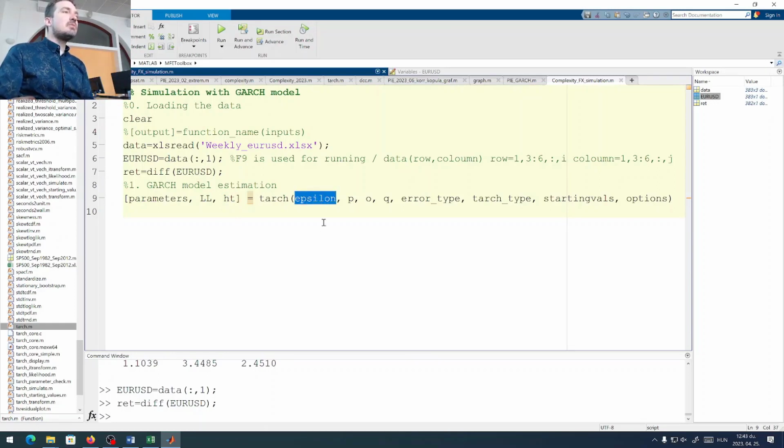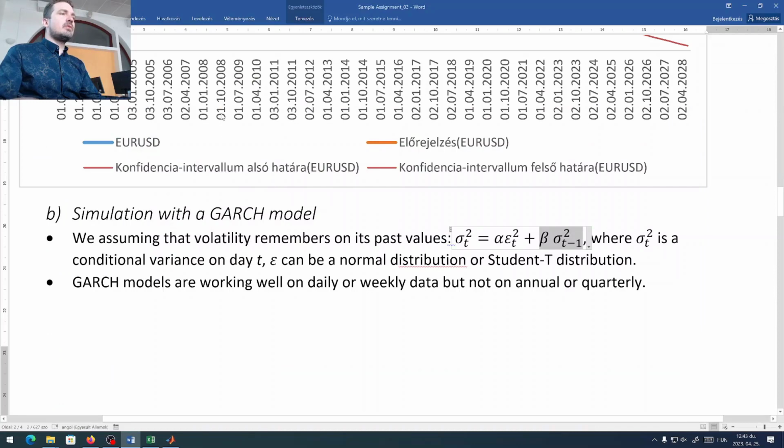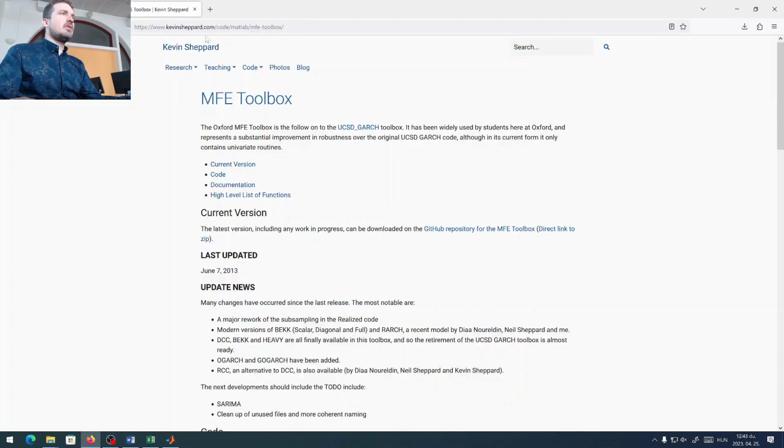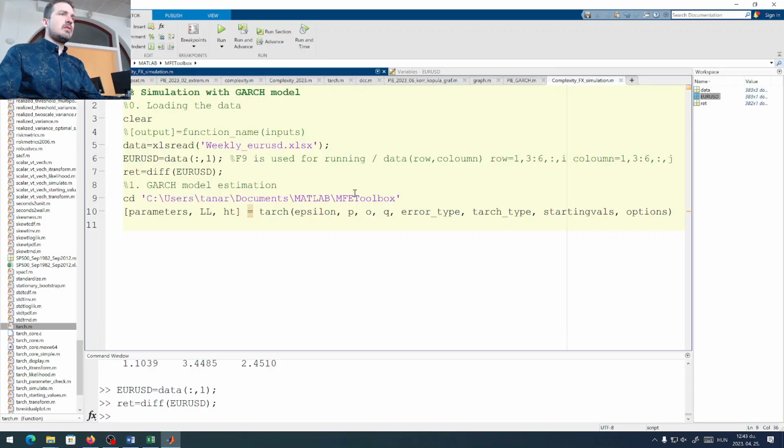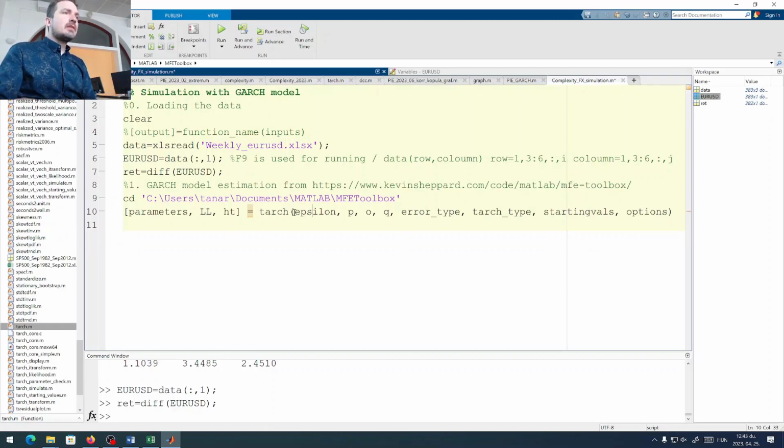Okay, on the input side, I also have to highlight that we have this folder, so if you have to run it again, this toolbox is free to download and it's available at the website, so I'm just copying it here. Okay, so epsilon. Now I can rename the variable if I want.